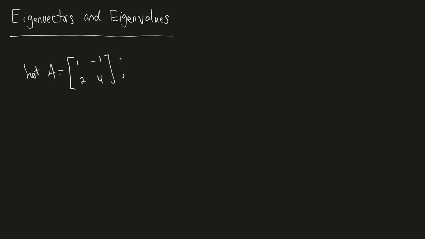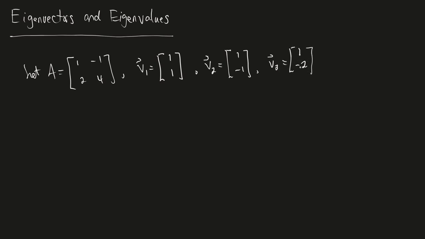And I'm going to pick a few vectors in R2. Let's say V1 is the vector 1, 1. Then V2, let's say that's the vector 1, -1. And then V3, let's say that's the vector 1, -2. They're not the same by any means. These are not equivalent vectors, but I've only changed a couple things here and there.